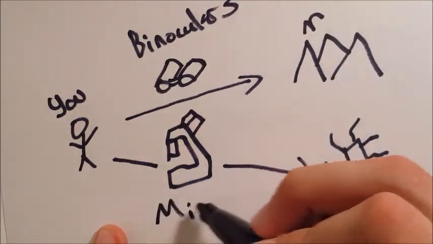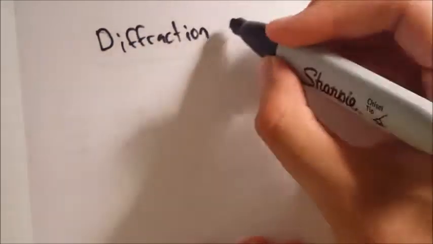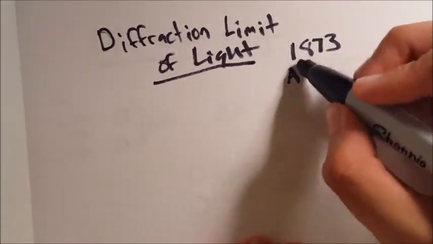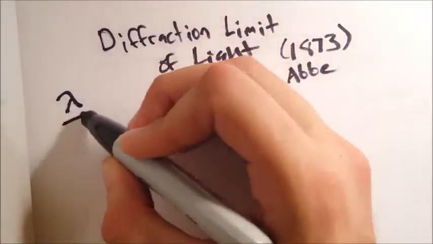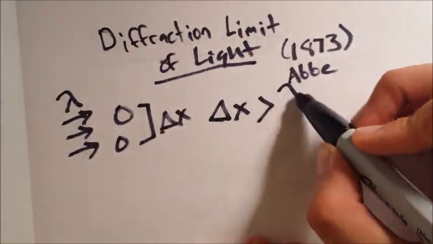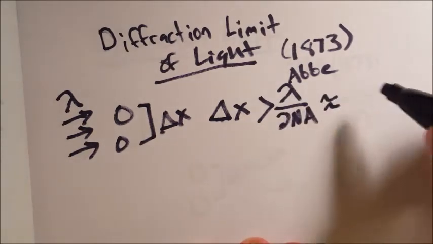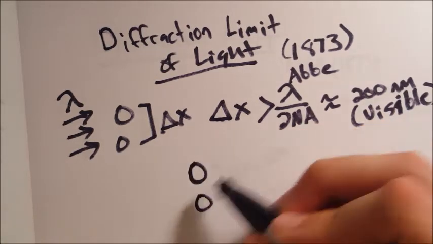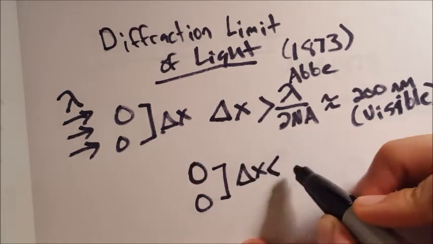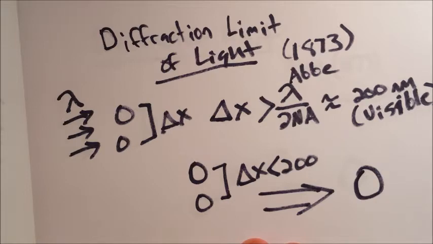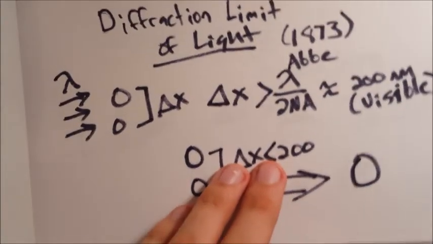Now, NSOM focuses on the limitations of microscopes. This limitation is known as the diffraction limit of light and was discovered in 1873 by Ernst Abbe, who proposed that when using wavelength lambda to resolve objects, the separation delta x can be no less than lambda divided by 2 times the numerical aperture, which for visible light is typically roughly 200 nanometers. What this means is that if you have 2 objects separated by less than 200 nanometers, you will actually only observe 1 object. Overcoming this limitation would allow for the imaging of objects smaller than 200 nanometers.